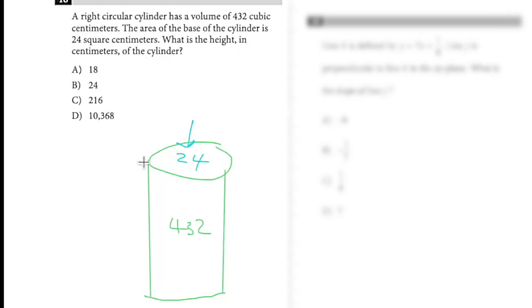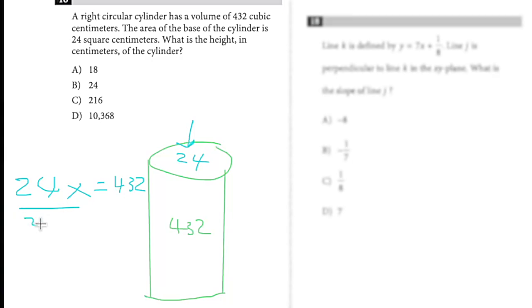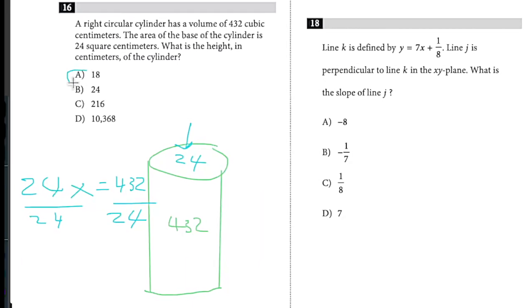What is the height? So we could use our cheat sheet if we don't remember, but basically the area of the base times the height is going to equal the volume. So we could say 24 times something equals 432. Divide by 24, 18. I'll be darned, there's 18 right there.